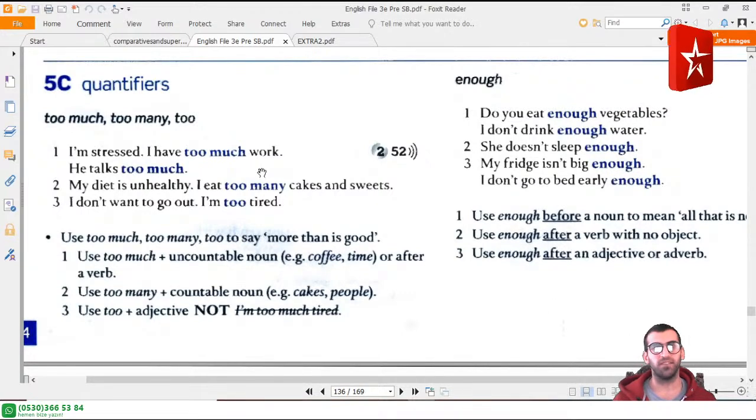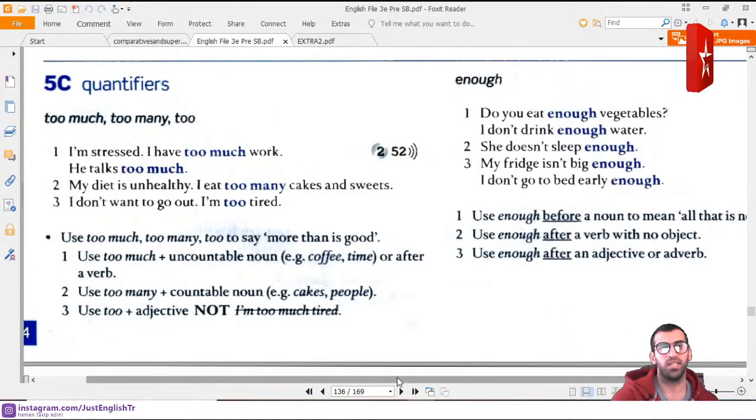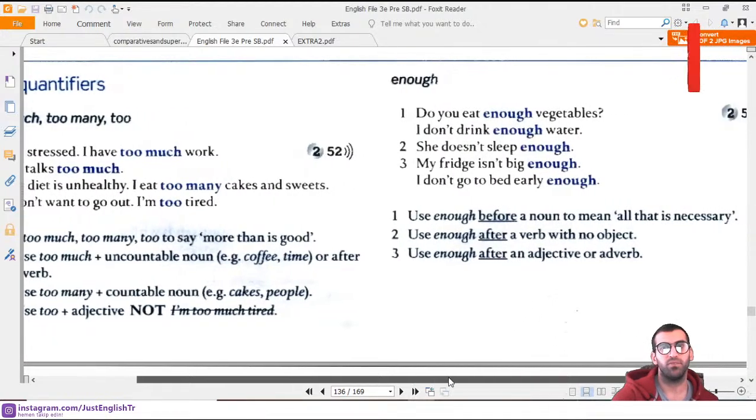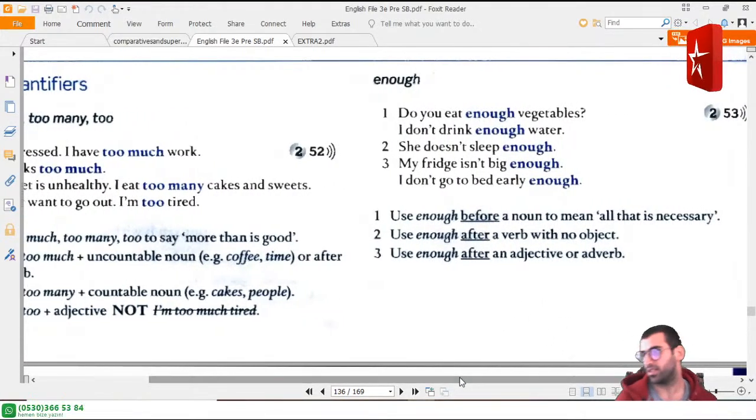We use enough before a noun. İsimden önce. We use enough. Do you eat enough vegetables? Okay. All that is necessary. Yeteri kadar demek. Thank you, Sıla. Yes. Enough we use before nouns. Do you eat enough vegetables?